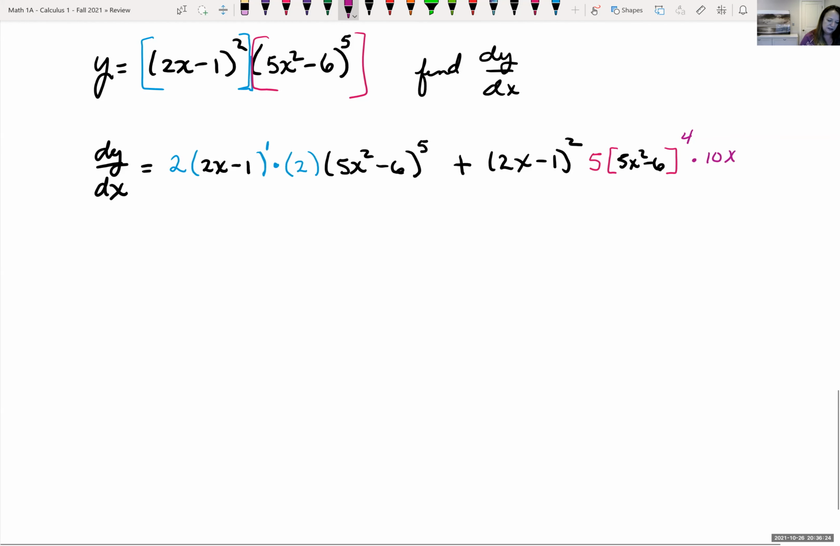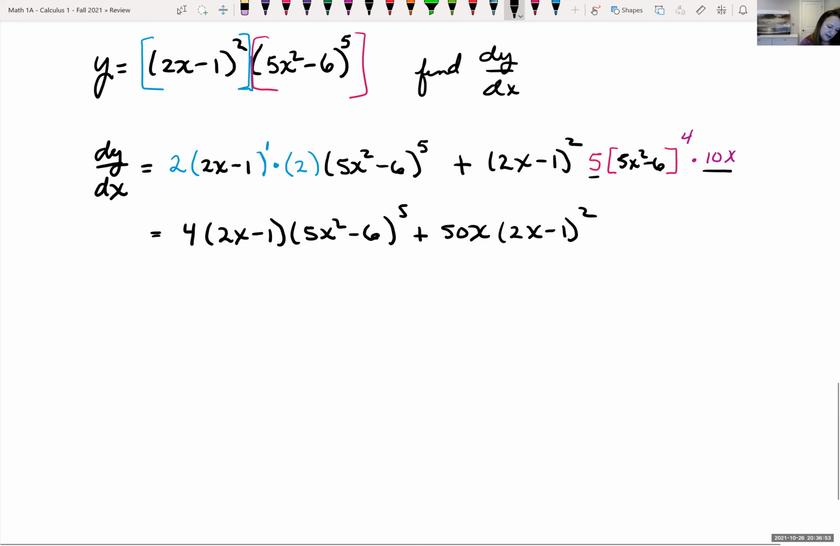So let's clean this up a little bit. Let's just rewrite it. We have here this 2 times 2, so we really have 4, parentheses 2x minus 1, all times 5x squared minus 6 to the 5th. Plus, I have this 5 times this 10x, so I'm going to write that out here. That is 50x, all times 2x minus 1 quantity squared, and then all times 5x squared minus 6 raised to the 4th power.